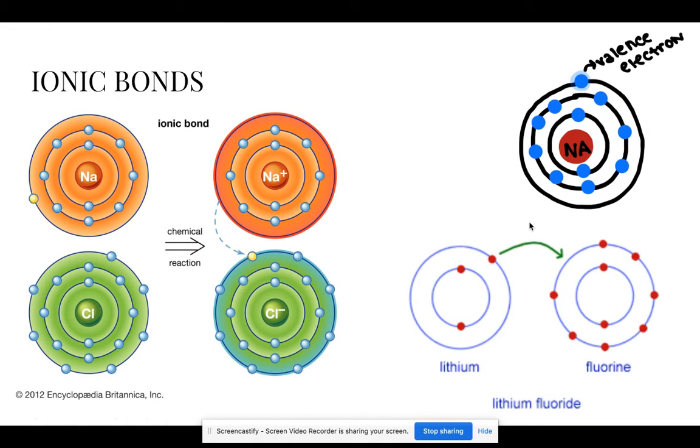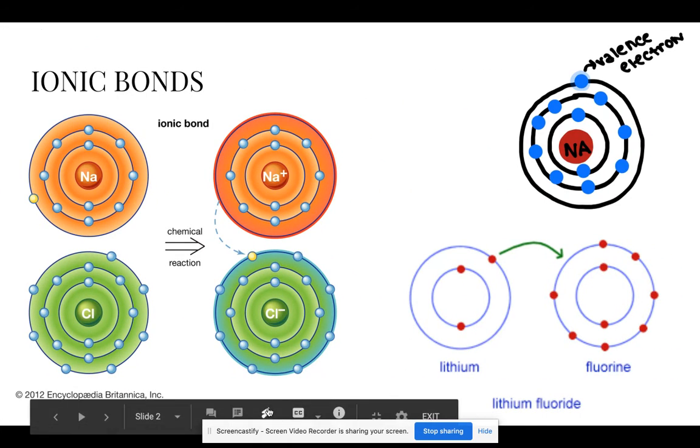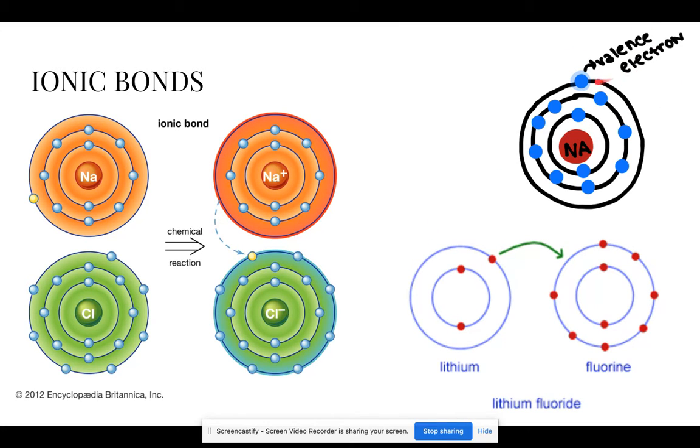First up, I'm just going to show you a little review. On our right here, we see our valence electrons, and valence electrons are the electrons in the outermost shell. And the goal is to have 8 valence electrons. So keeping that in your head, let's go on to ionic bonds.